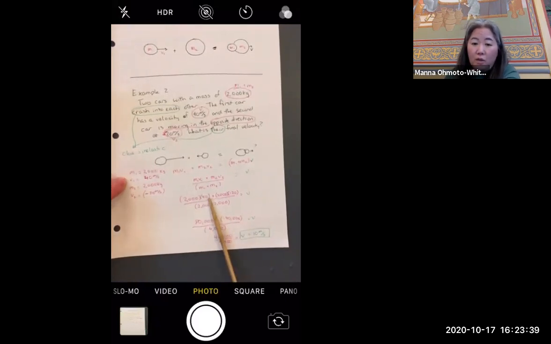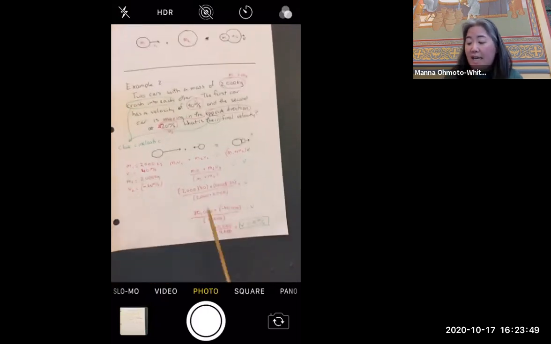2,000 is m1 and 40 is v1. 2,000 and negative 20 are m2 and v2. And then 2,000 plus 2,000 are the two masses added together. So I get 80,000 plus negative 40,000 divided by 4,000, which is 40,000 divided by 4,000. So my velocity is 10 meters per second. That means I'm going in the rightward direction, right?